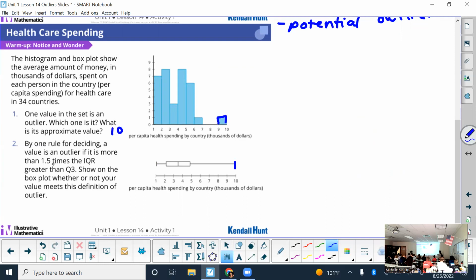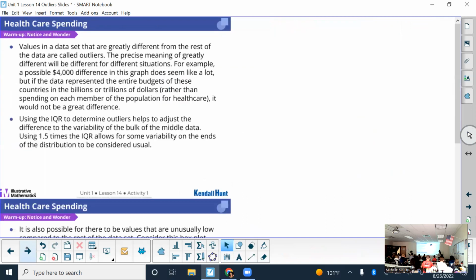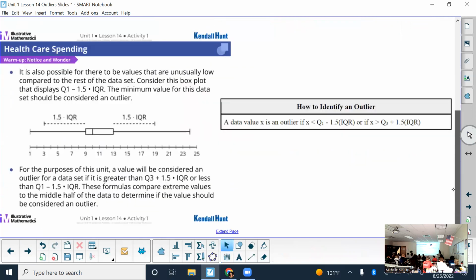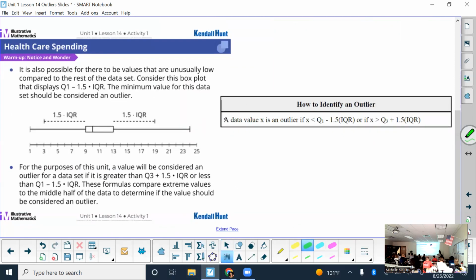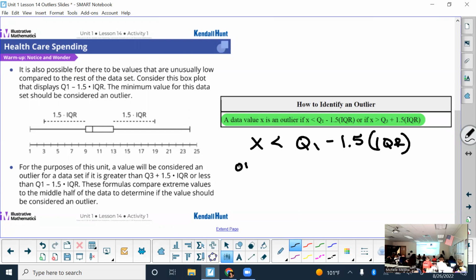And then this is worded weird, but it says by one rule for deciding a value is an outlier is if it is more than 1.5 times the IQR greater than Q3. All right, I know that's not easy. Let me show you a formula that I think is easier to comprehend. And you're gonna write it toward the top of your paper, maybe like star it, highlight it. All right, but here it is, the formula that I want you to write. So a data value X is an outlier if X is less than Q1 minus 1.5 times the IQR, or if X is greater than Q3 plus 1.5 times the IQR.